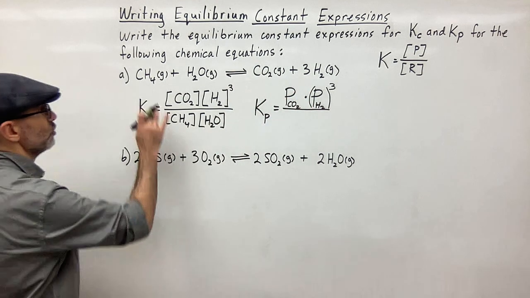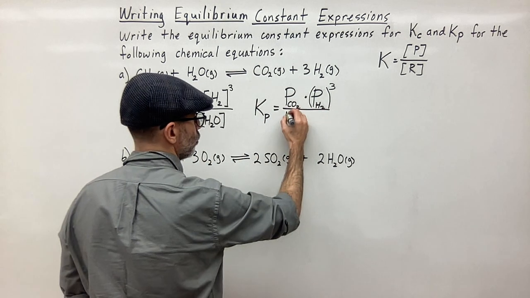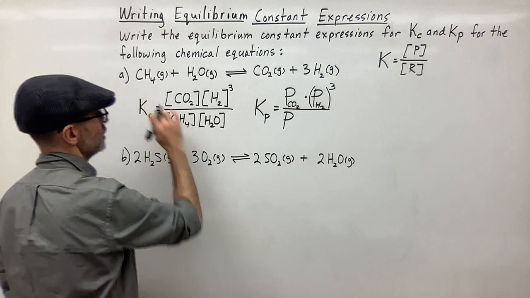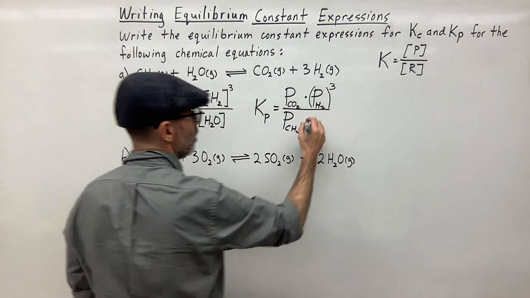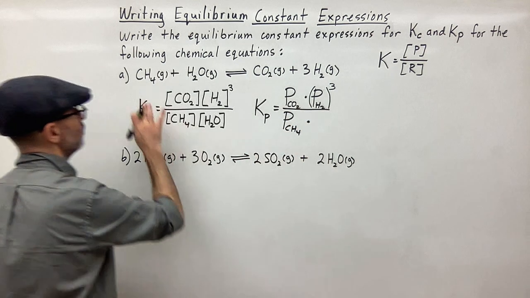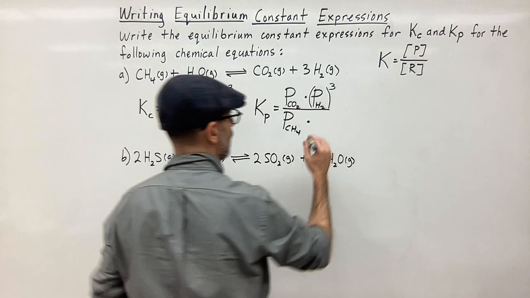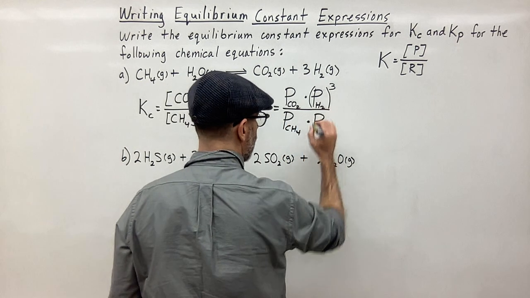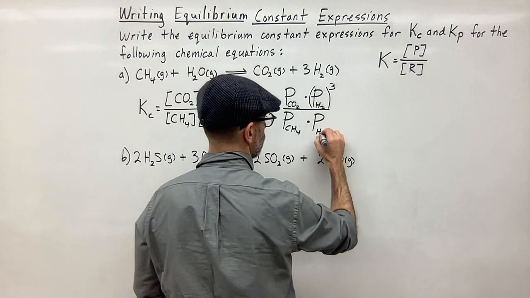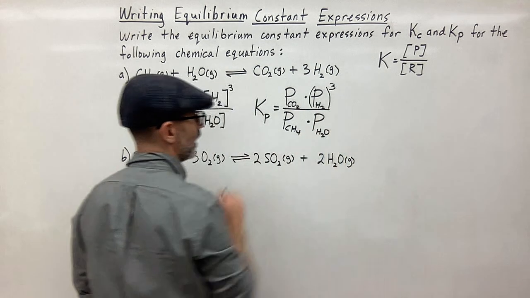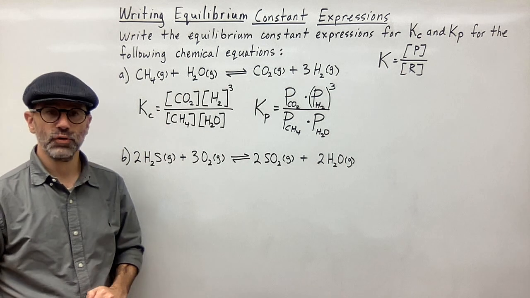And then we're going to do the reactants on the bottom. So it's going to be the partial pressure of CH4 multiplied by, and again, this is a 1 coefficient, so it's raised to the power of 1. And then we're going to have the partial pressure of H2O gas. So that's H2O, and again, raised to the power of 1 because we have a 1 coefficient.